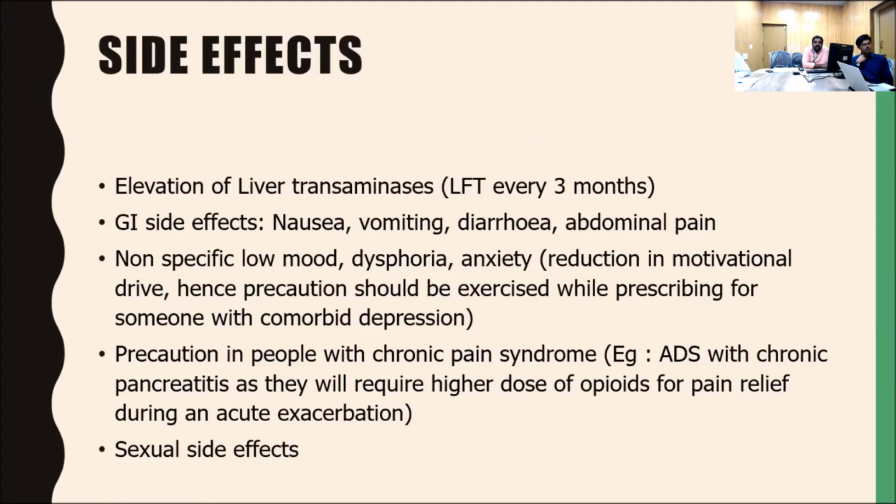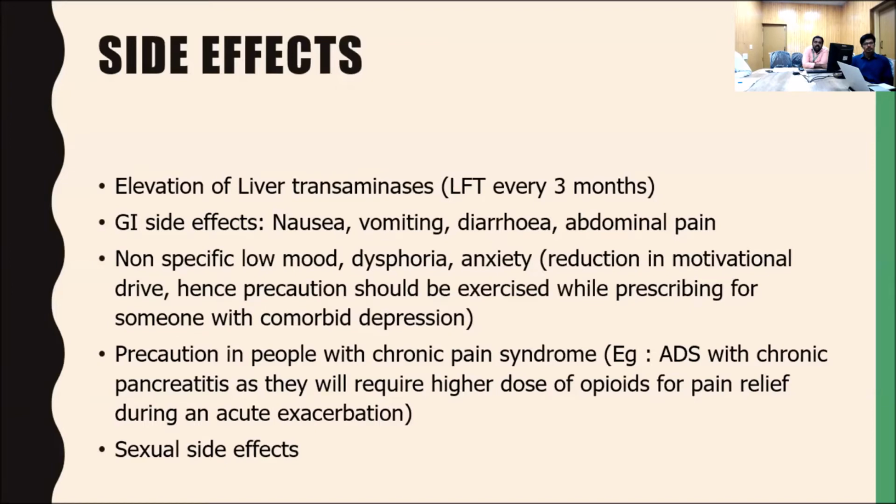And the other very important point: since naltrexone acts on the opioid receptors, and the endogenous opioids are responsible for the internal motivational drive, there is a reduction in the motivational drive because of that, with non-specific low mood, some dysphoria, anxiety. These are all important side effects. So there must be caution when you are prescribing for someone with comorbid depression. These are things that you must be aware of.